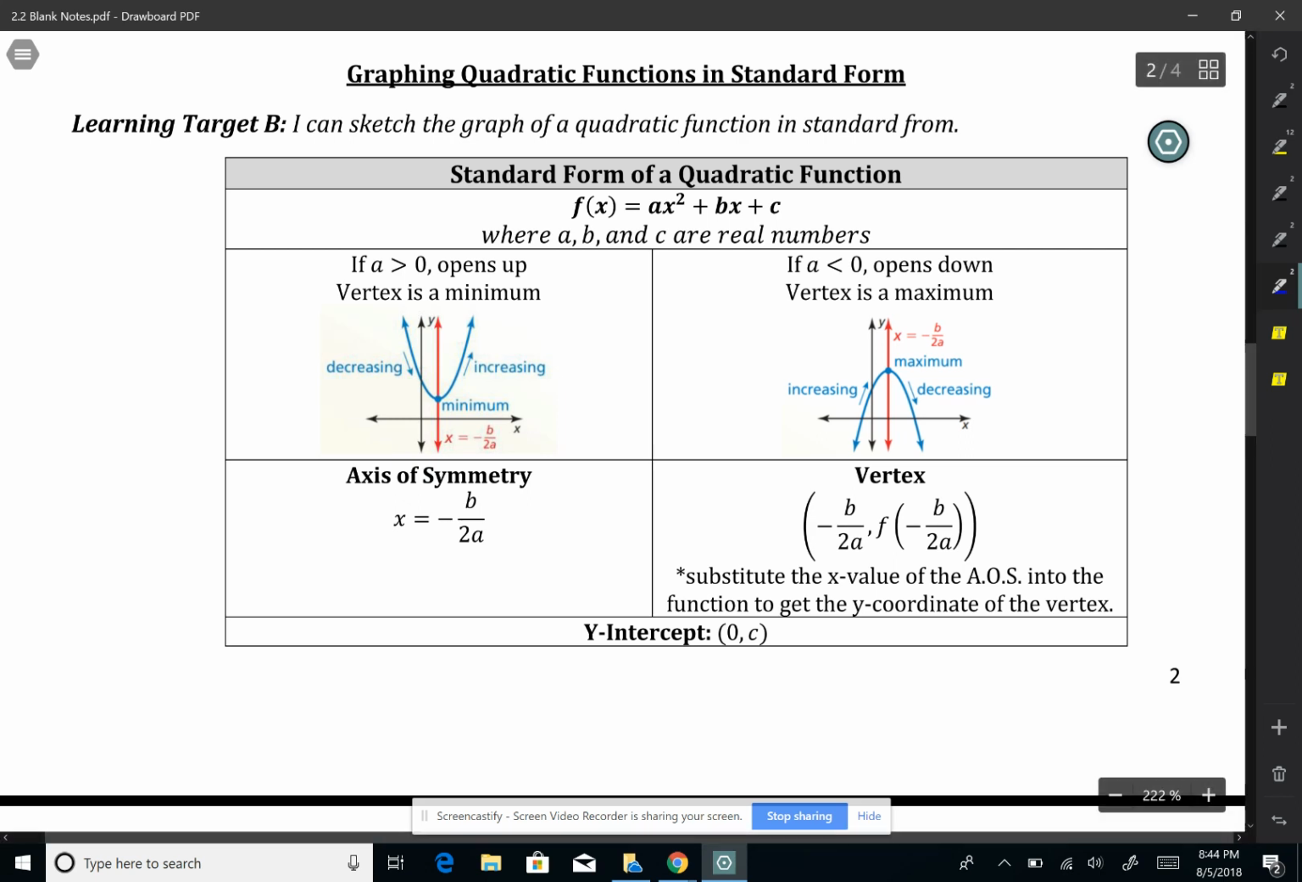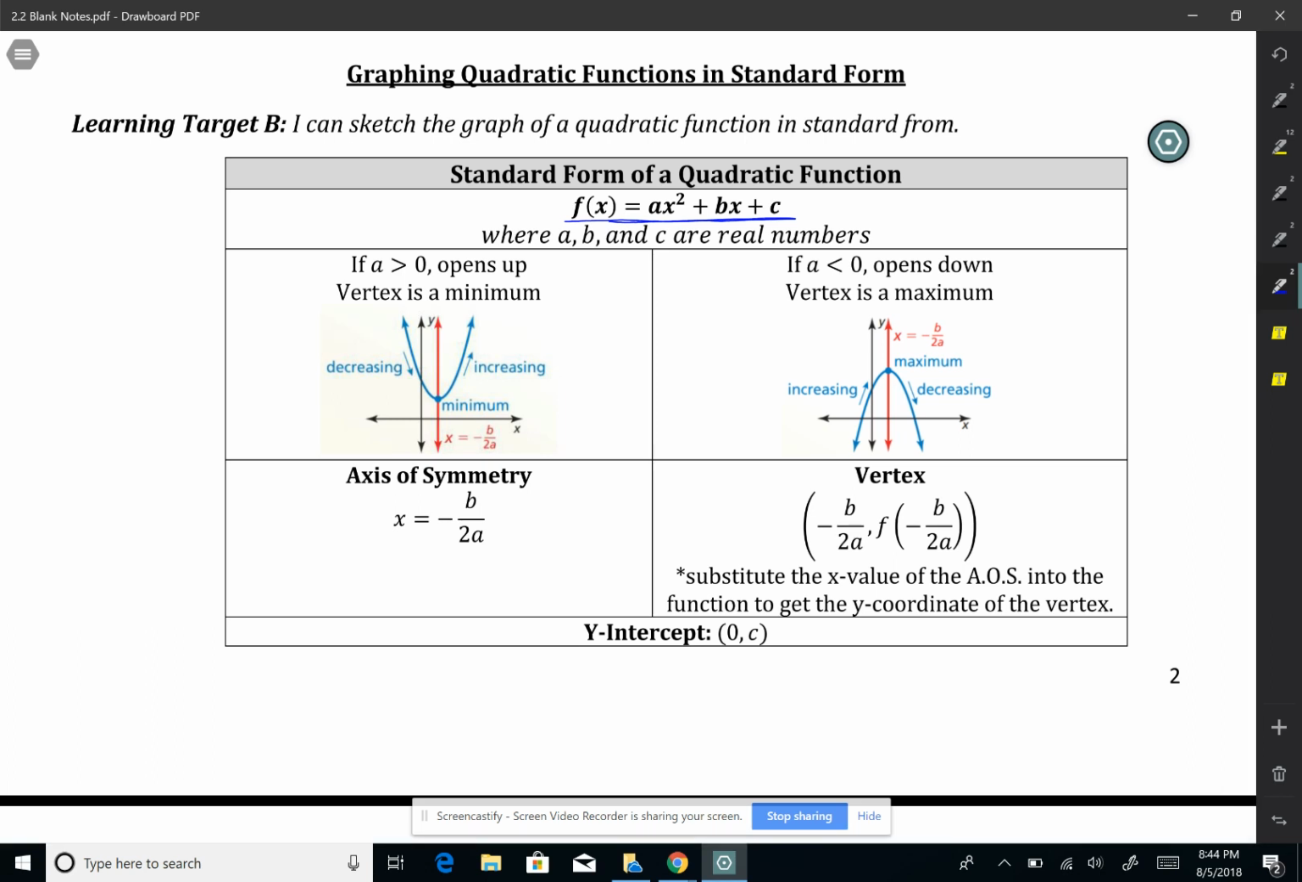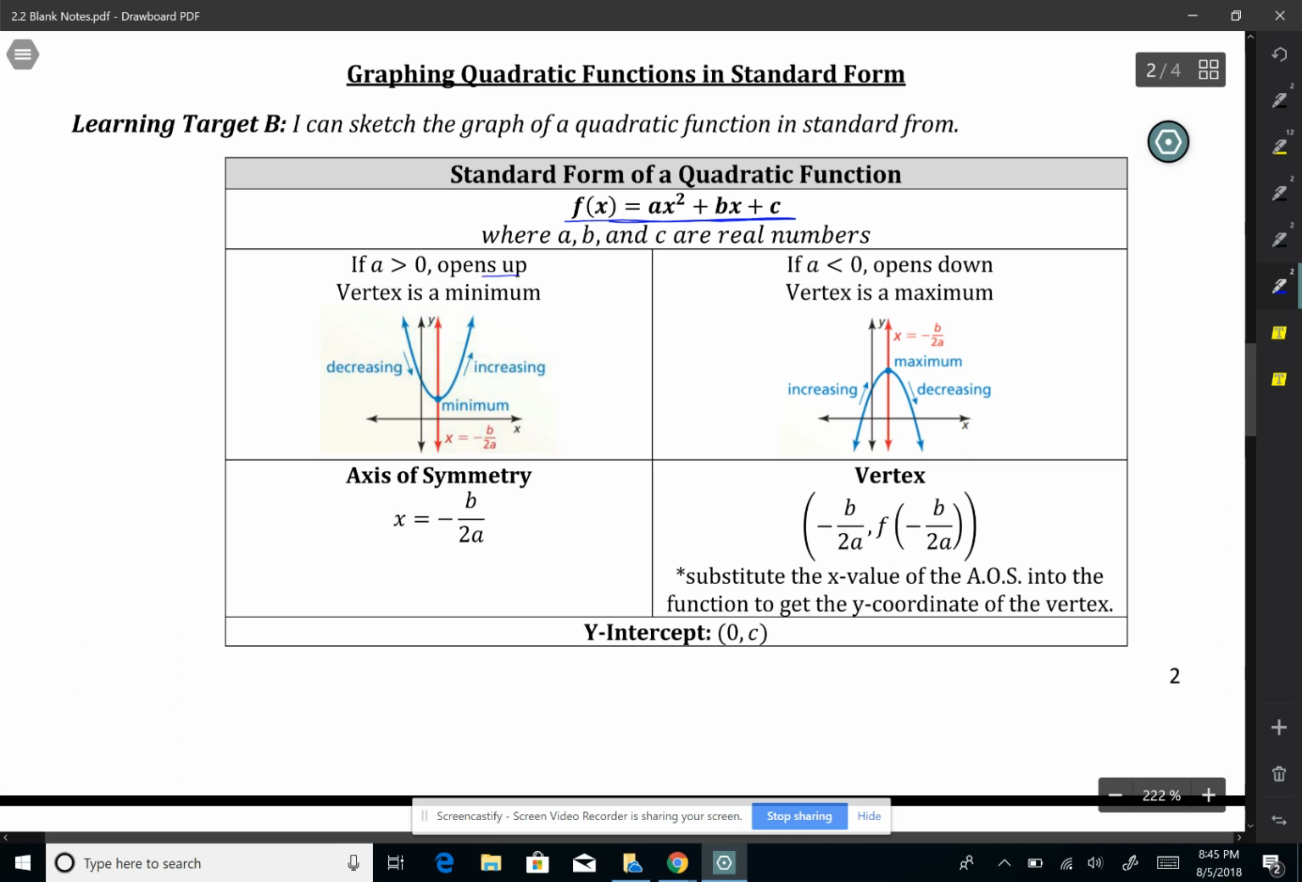Okay, standard form of a quadratic function is f of x equals ax squared plus bx plus c, where a, b, and c are real numbers. So first of all, a tells us a lot about our graph. It tells us whether it opens up or down. So if a is positive, greater than 0, the graph opens up, which would make our vertex a minimum, the lowest point on the graph. If a is less than 0, it's negative, our graph opens down, which makes our vertex a maximum.